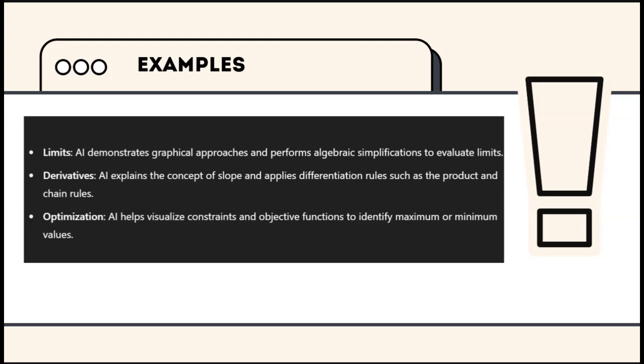This activity can absolutely be reproduced for other calculus topics. For instance, when learning about limits, AI can walk us through graphical approaches and algebraic simplifications, helping us understand how functions behave near a point. With derivatives, it applies rules like the product and chain rule, and illustrates how slopes change along a curve. And in optimization, AI visualizes constraints and objective functions to guide us towards maximum or minimum values.